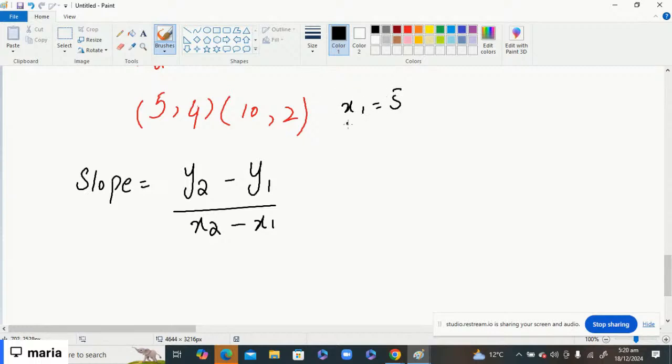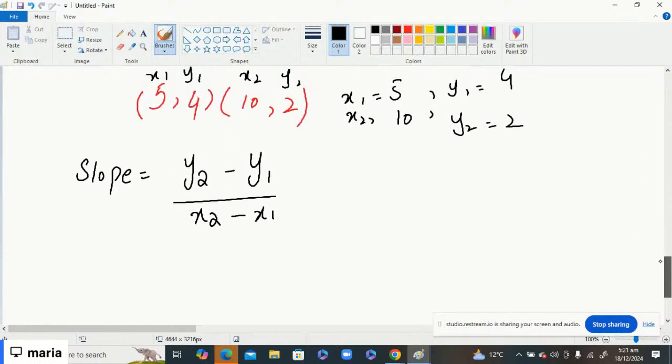x1 is 5, x2 is 4. Sorry, it's not 4. This is your x1, y1, x2 and y2. Okay, now x2 is 10. y1 is 4, y2 is 2. Now let's put it in the formula.